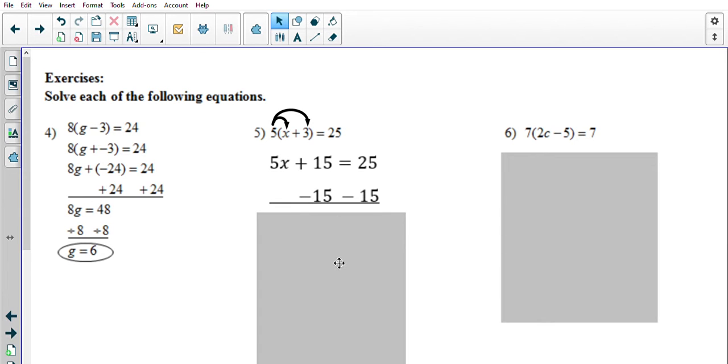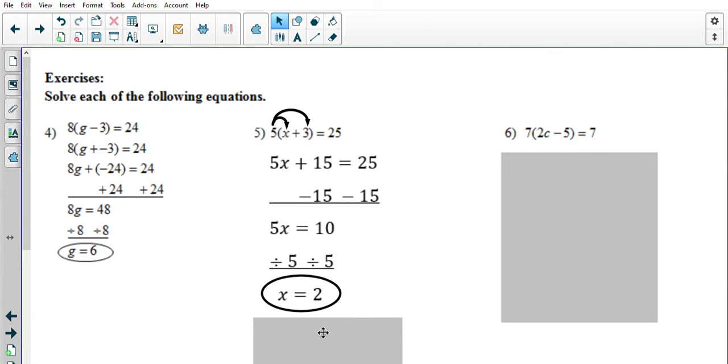That's going to leave us with 5x equals 25 minus 15, which is 10. Now we're going to divide both sides by 5, which is the inverse of multiplying by 5, and that will get us x equals 2 for our solution.